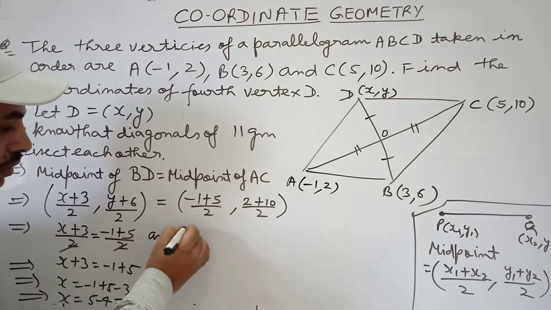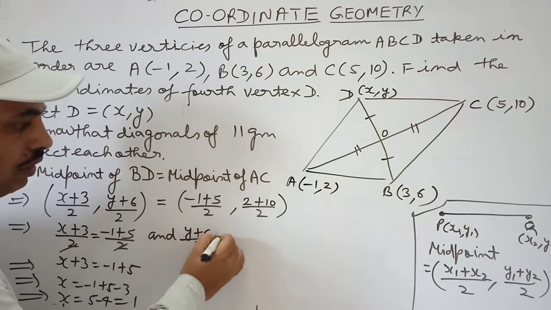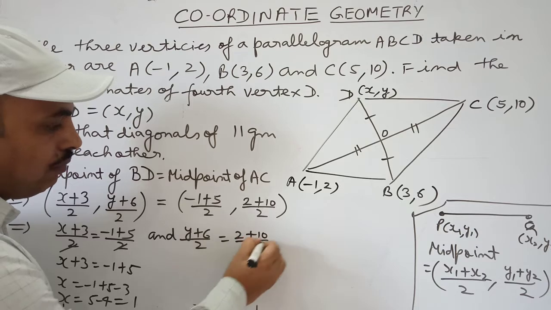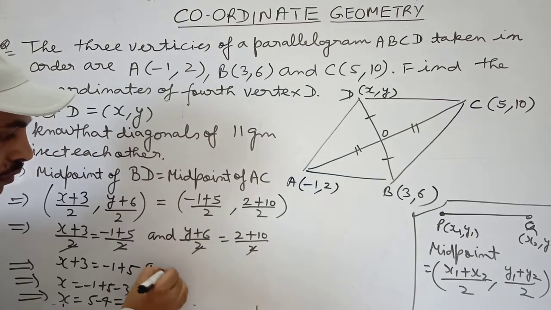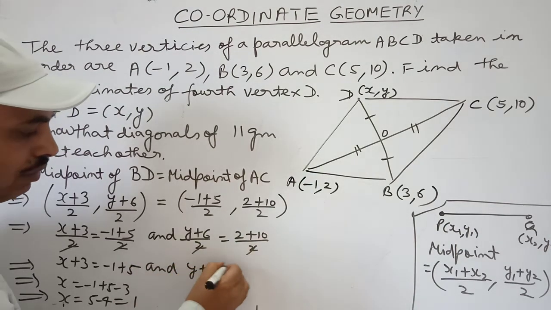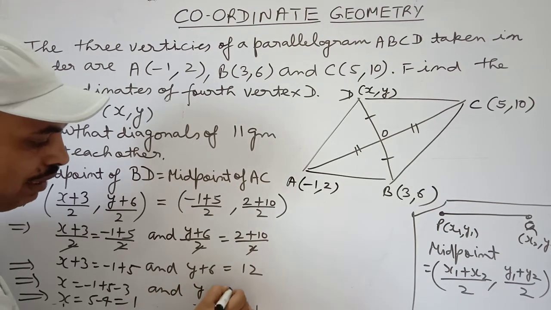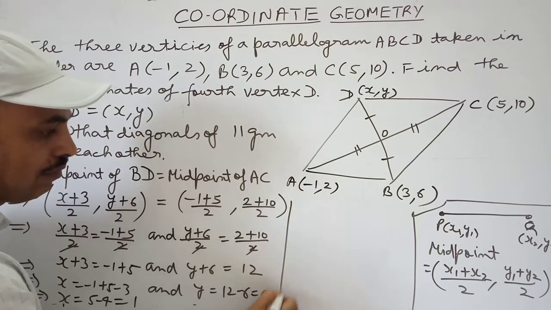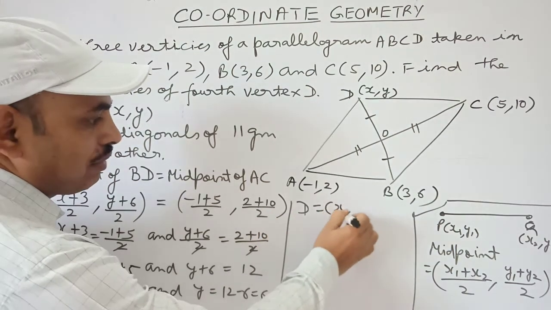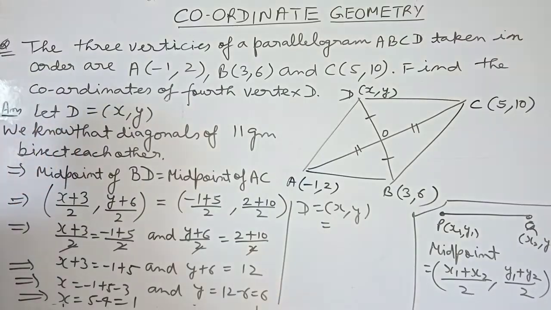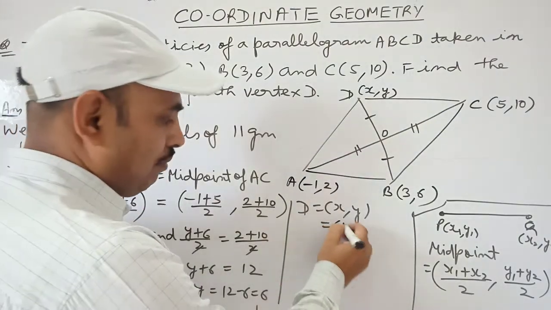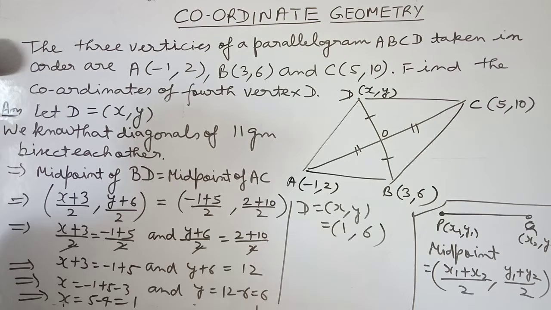And y coordinate, y plus 6 upon 2 equal to 2 plus 10 upon 2. 2 will cancel 2. So y plus 6 equal to 12. So y equal to 12 minus 6 equal to 6. So D equal to x comma y, or what is x comma y? X is 1 and y is 6. So coordinates are 1, 6. Understand it once again.